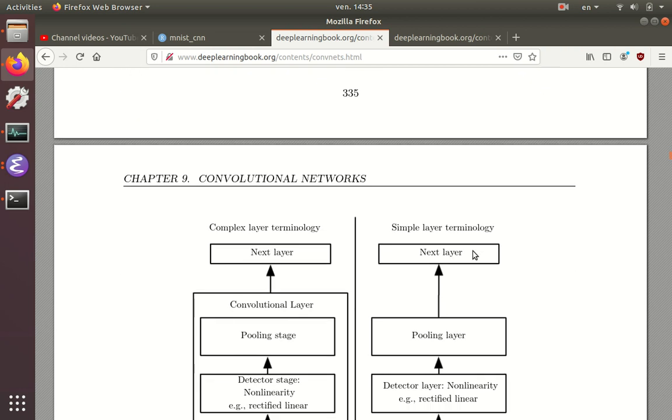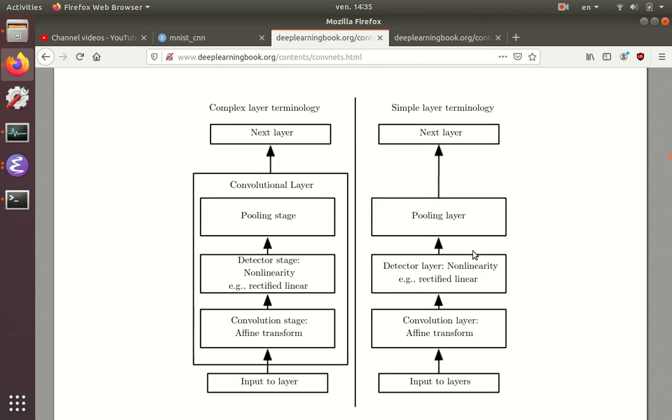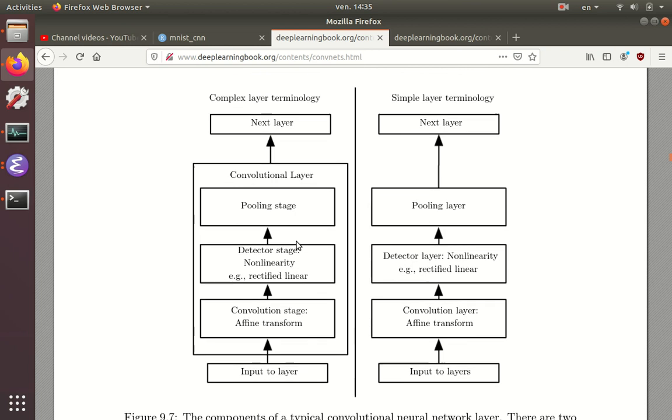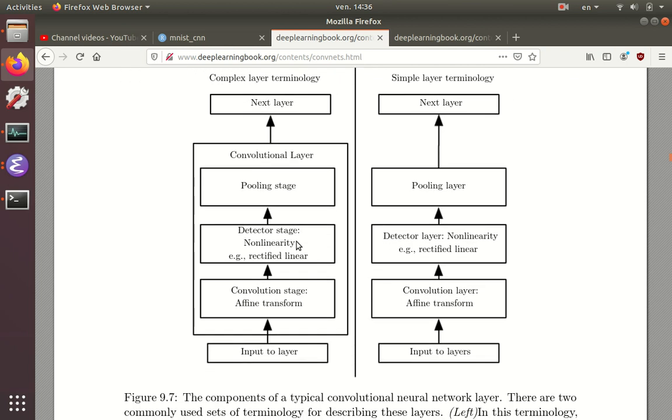And the idea here of these multi-stage layers is illustrated in this figure. This is figure 9.7 from the deep learning book. Here it explains two different kinds of terminologies that are used when we're talking about a convolutional layer. You might see research papers that are talking about something like this, or they might be talking about something like this. It depends on the context, so try not to get confused. When people talk about convolutional layers, they're either talking about one or the other.